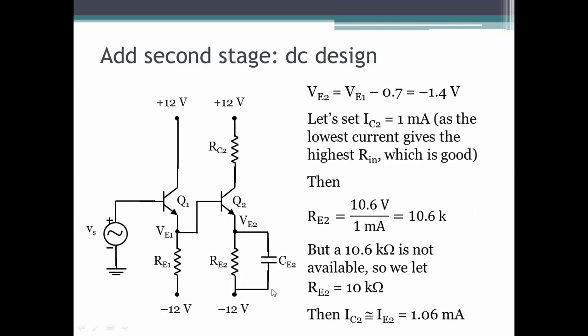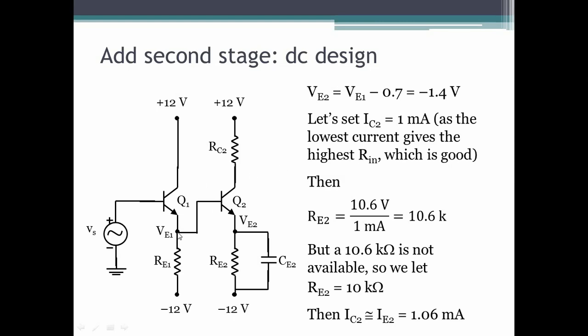Okay, then we add a second stage. So we say first stage, now you want a second stage, which is a common emitter amplifier, and we connect the emitter of the first stage to the base of the second stage, a common emitter amplifier, input at the base, output at the collector. And now we'll design the second stage. We'll do a DC and then an AC.